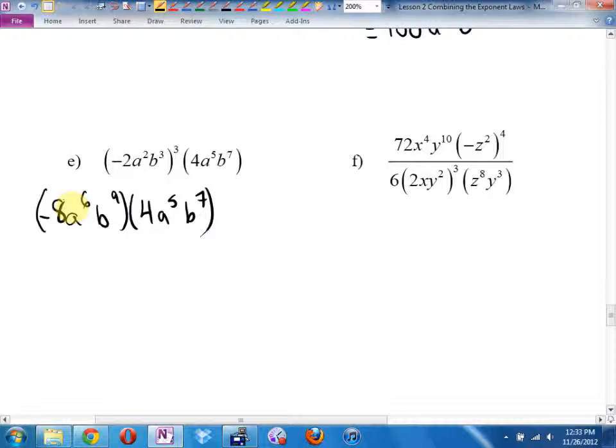So what is a negative times a positive? Negative. Final answer is going to be negative. Numbers times numbers. 32. How many A's? 11 of them. How many B's? 16 of them.